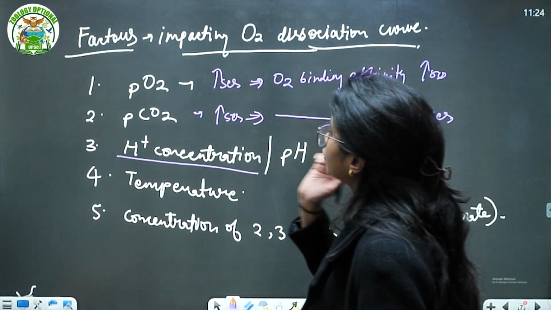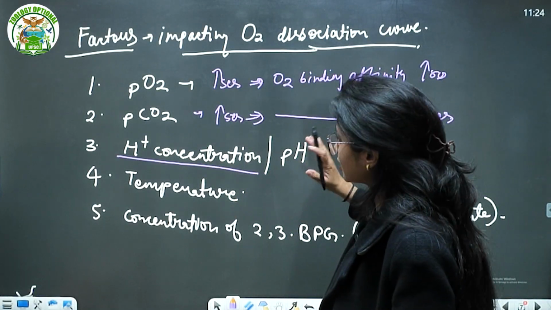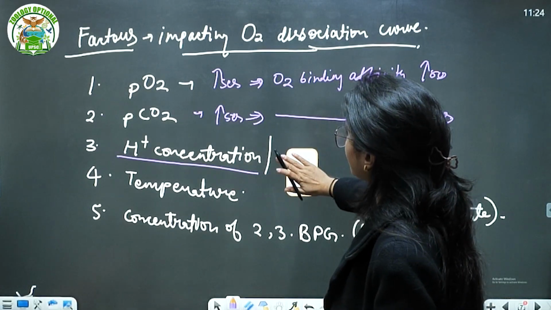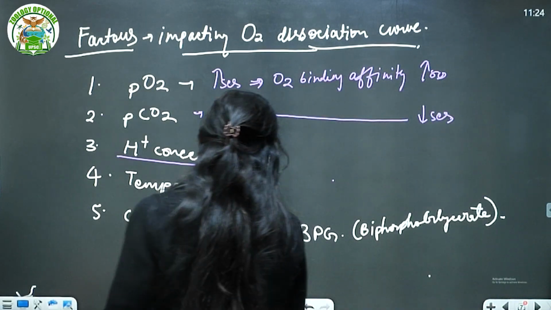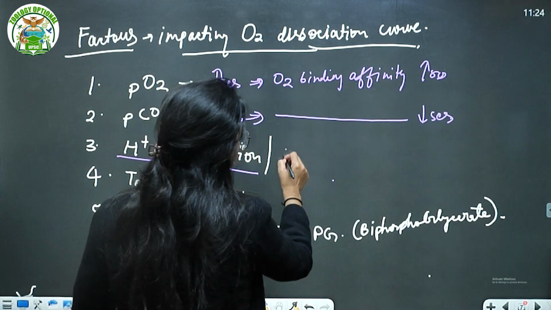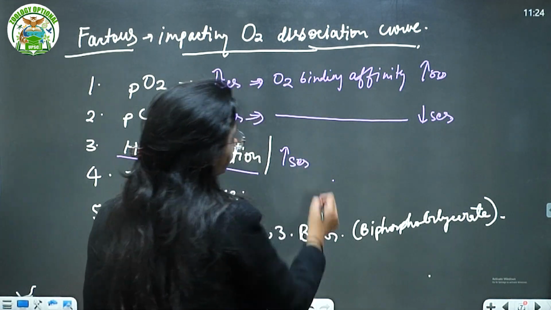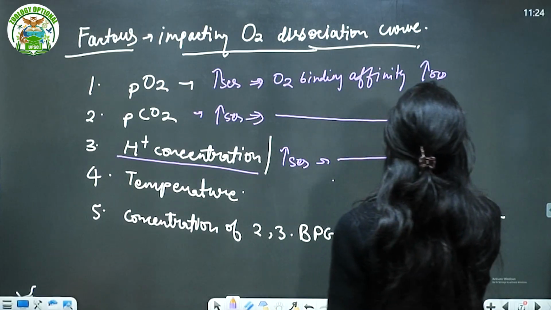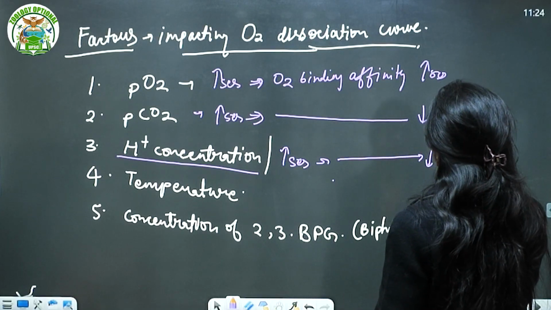So here, if we talk about the pH, or better to say, H plus ion concentration and pH, let's take them one by one. Okay, at number 6 we can talk about that. If the H plus ion concentration increases, that means pH decreases. That means oxygen binding capacity also decreases.